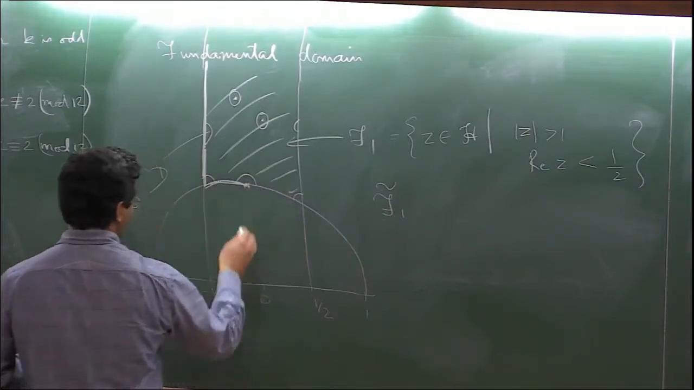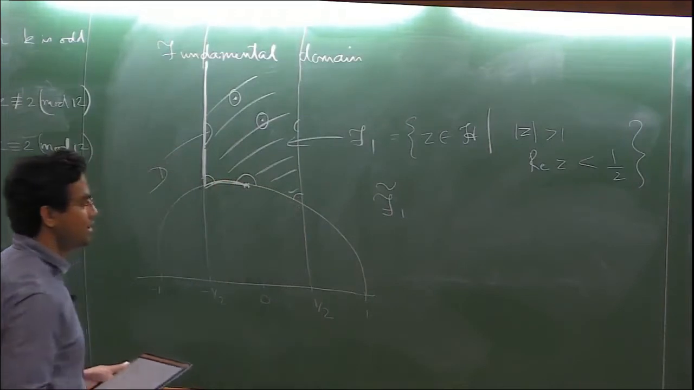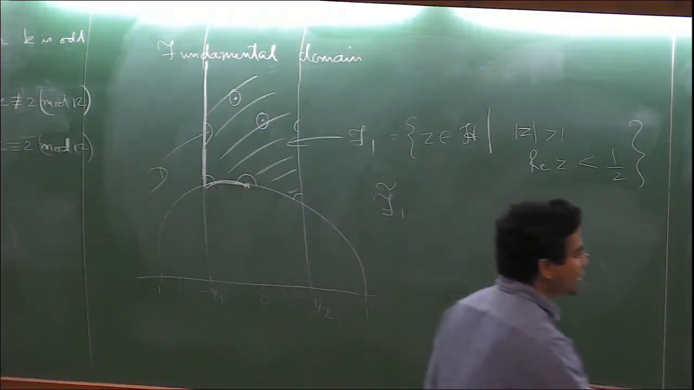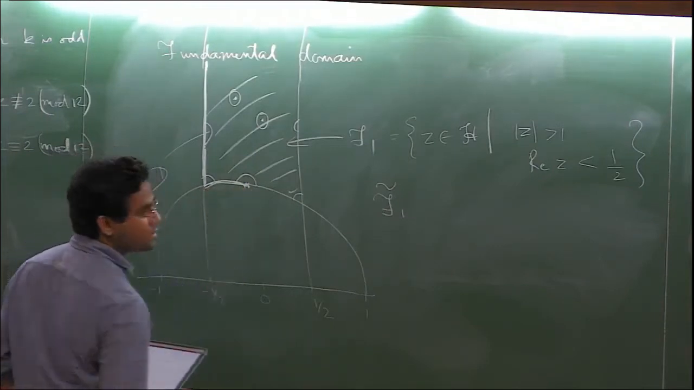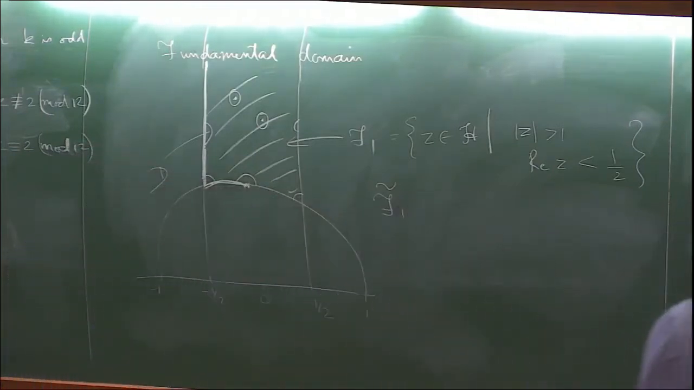Yeah, you go from here to here, right? Yeah, so that's why when you integrate over this, you get pi by 6, which is the 30 degrees. Okay.